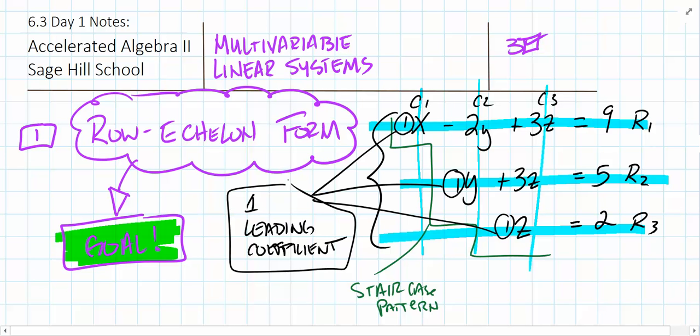So we want 1s in the leading coefficient. We want the staircase pattern. We want our columns to all line up. And we want our rows to all line up. We have row 1, 2, 3, column 1, 2, and 3. What do you think so far? Is it pretty easy so far?